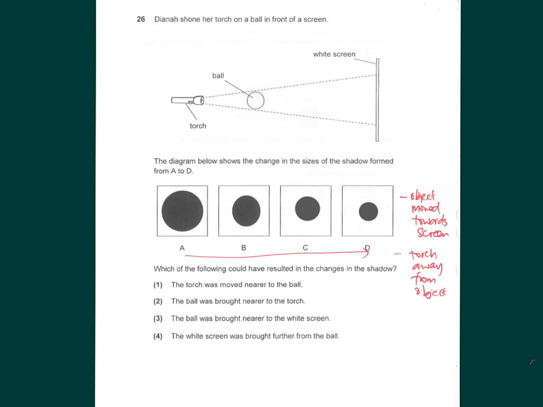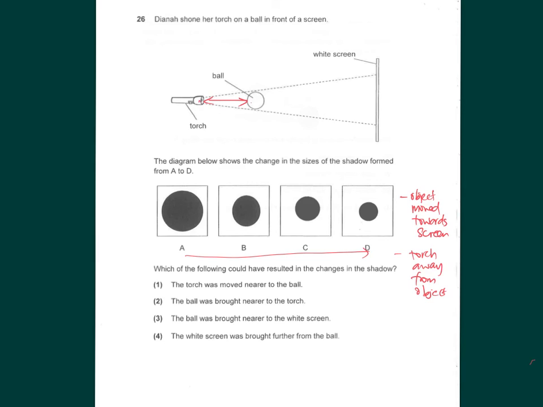So basically here, as long as the distance between the torch and the object increases, the size of the shadow decreases. I repeat, when the torch and the ball's distance increases, the size of the shadow will decrease.